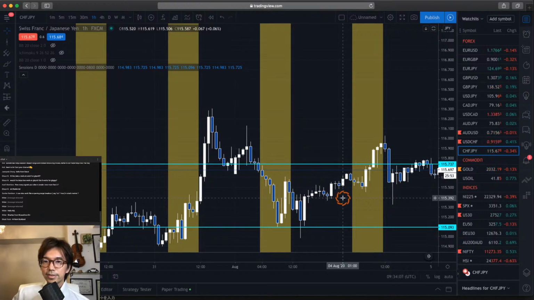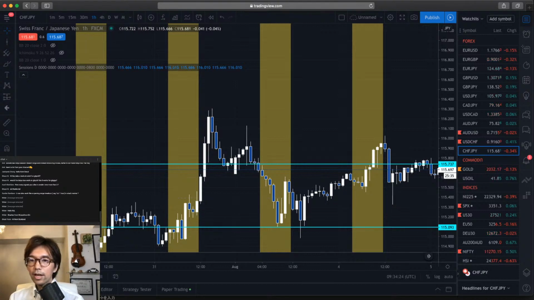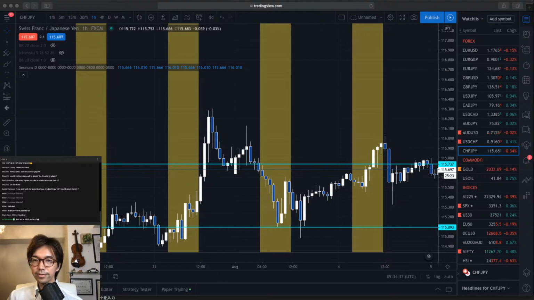All right. So let's see. All right, Sean. Would the Tokyo box work on GBP CHF like it works for GBP JPY? I prefer to use it on JPY cross pairs. So I don't really apply this strategy on non-JPY crosses.